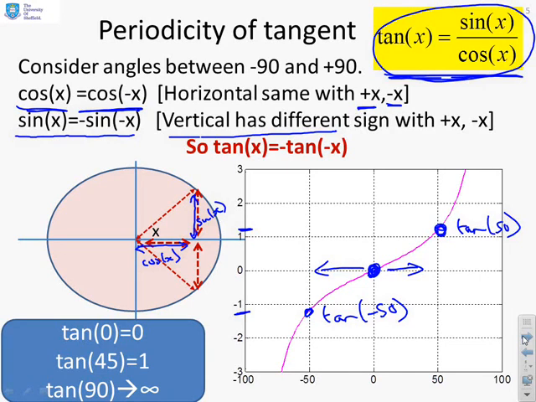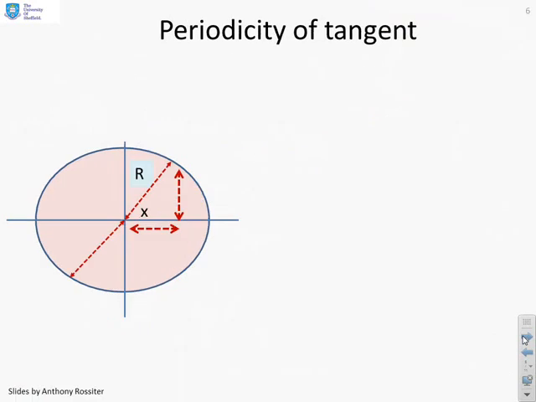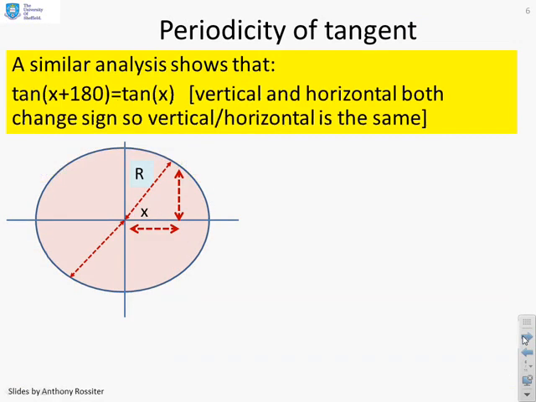Other values that we'll just remind you of, you can see clearly marked tan of 0 equals 0. An interesting one is obviously 45 degrees. At 45 degrees, tan of 45 is 1. Tan of minus 45 is minus 1. And obviously you have the asymptotes. As you go towards 90 degrees, your tan goes to plus or minus infinity. What about the periodicity of the tangent then?